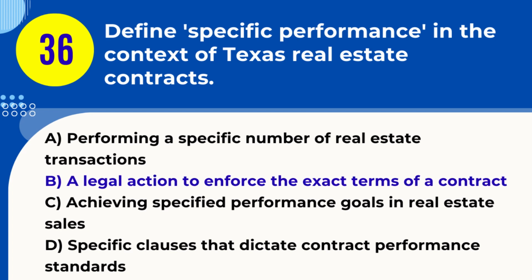Answer: B. A legal action to enforce the exact terms of a contract. Explanation: Specific performance in Texas real estate contracts refers to a legal action where a court orders a party to fulfill their contractual obligations exactly as agreed, typically used in cases where monetary compensation is not adequate, such as in unique property transactions.